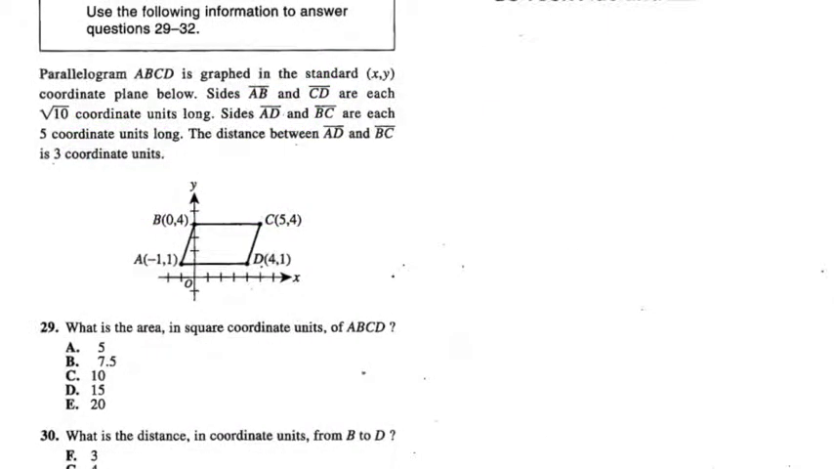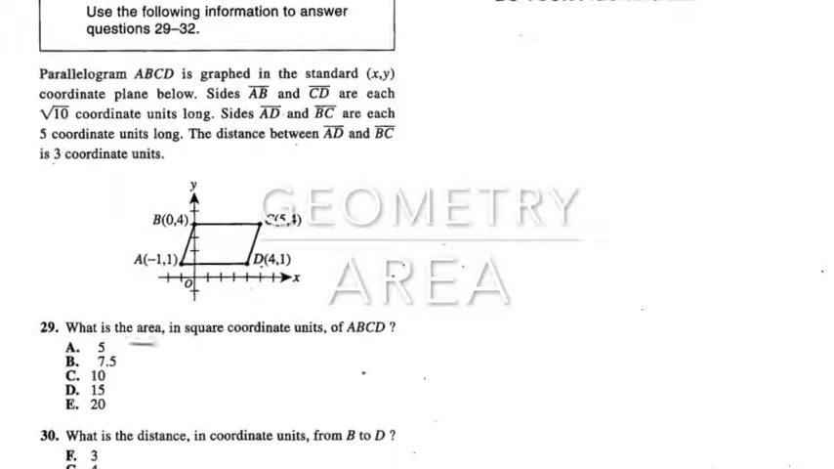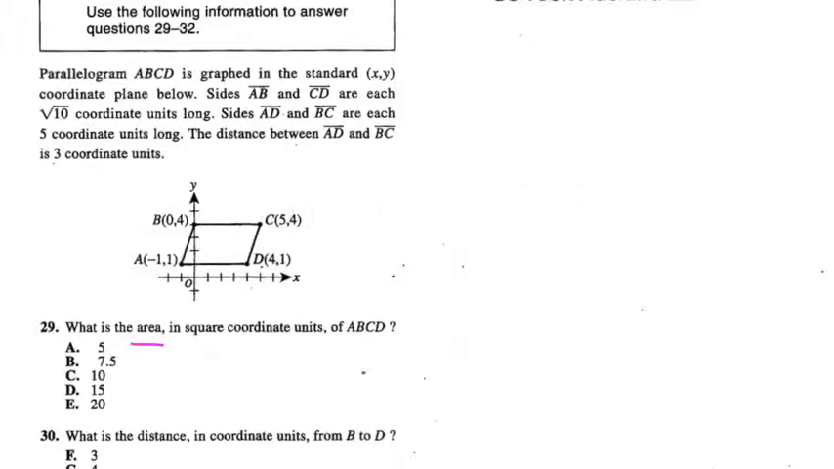Number 29 is a geometry question. We are working with area. What is the area in square coordinate units of ABCD? ABCD is a parallelogram, and if you know the formula for the area of a parallelogram, then this will be fairly easy. That's base times height. The base here is 1, 2, 3, 4, 5. The height is 1, 2, 3. The area then is 15.